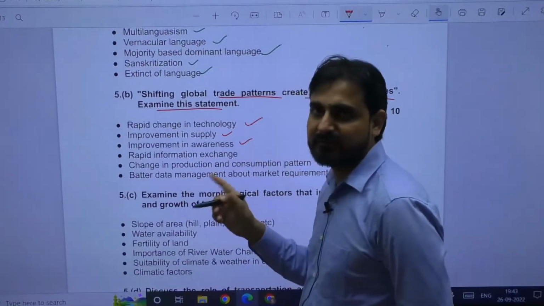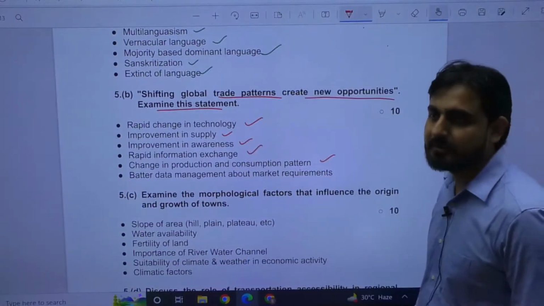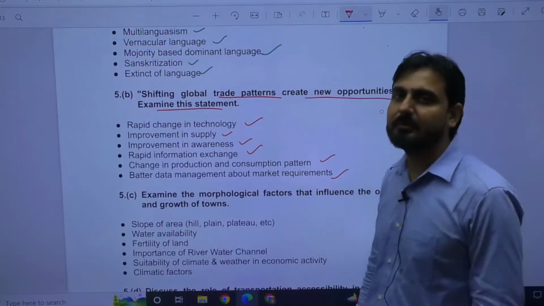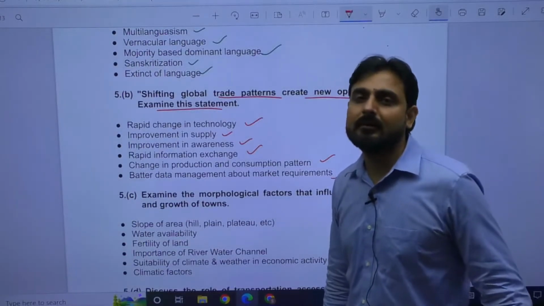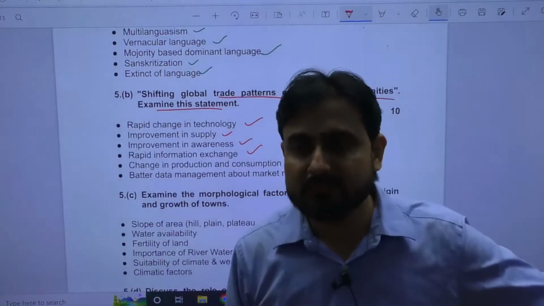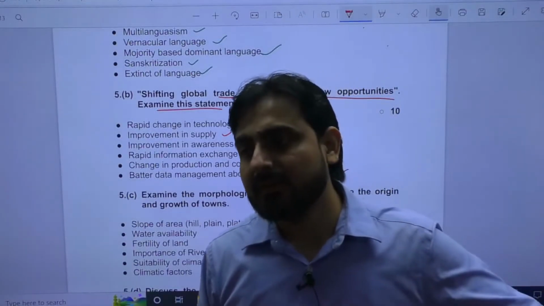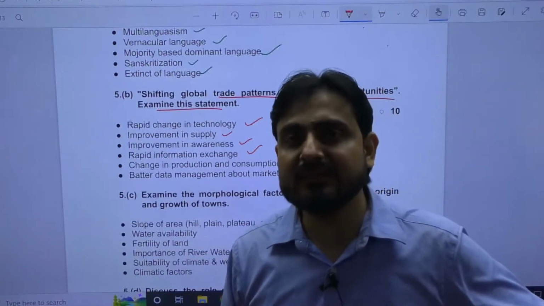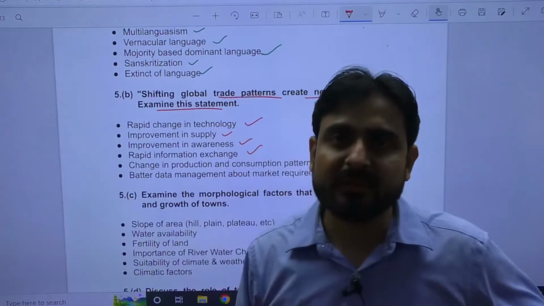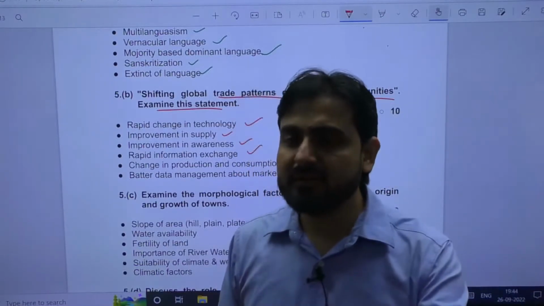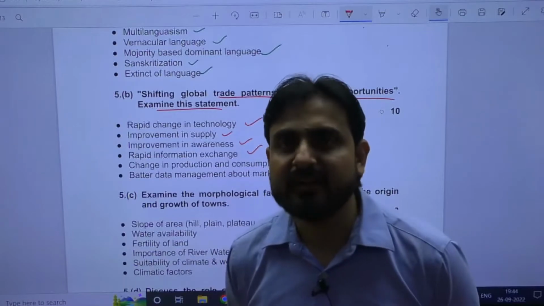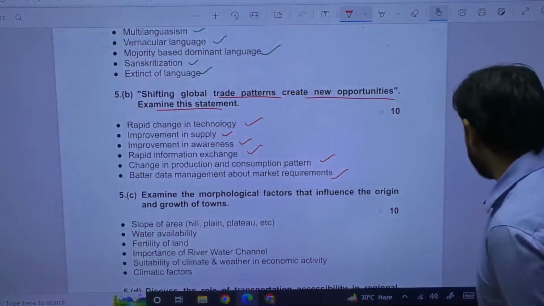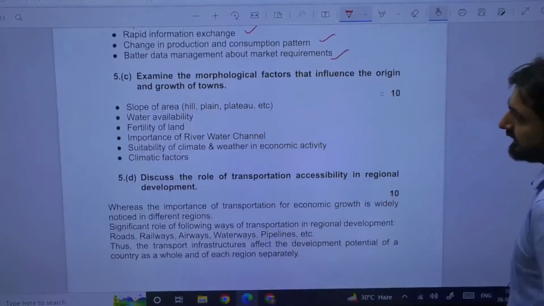Improvement in awareness due to consumption pattern, change in the production and consumption pattern, as well as better data management about market requirements through different IT sources. The USA gets to know what kind of consumption pattern exists in India, what kind of customer, what kind of market it has. So one country can know about another country. China knows very well what products can be consumed and marketed in India, etc.